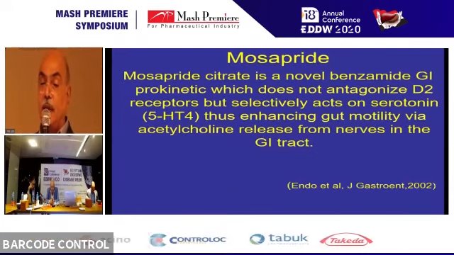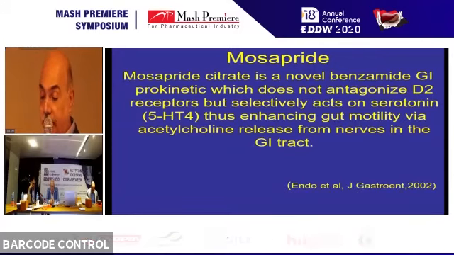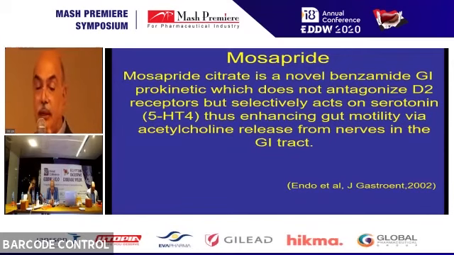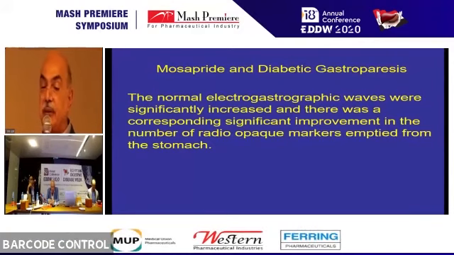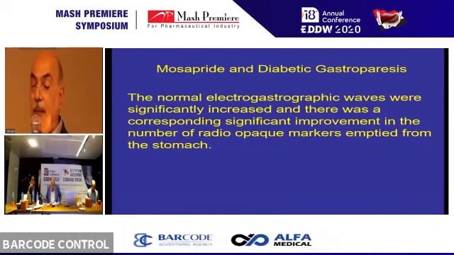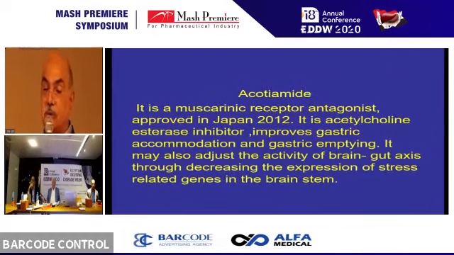Mosapride is another prokinetic, a 5-hydroxytryptamine 4 agonist, and it is also safe on the heart because it has no effect on the 5-hydroxytryptamine 4 receptors of the heart. They studied it in diabetic gastroparesis, and they found that the electrogastrographic waves were significantly increased, and there was a corresponding significant improvement in the number of radio-opaque markers emptied from the stomach.